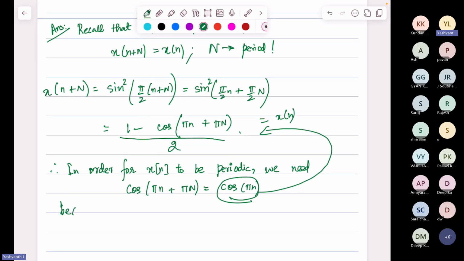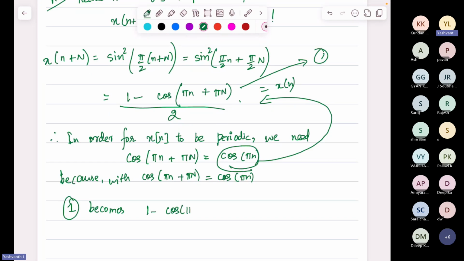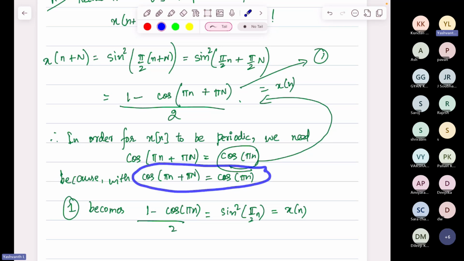Let me call this equation 1. With cos of pi n plus pi capital N equal to cos of pi n, equation 1 becomes (1 minus cos of pi n) by 2, which is the same as sine squared of pi n by 2, equal to x of n. Therefore, it is sufficient to find the capital N such that cos of pi n plus pi capital N equals cos of pi small n.